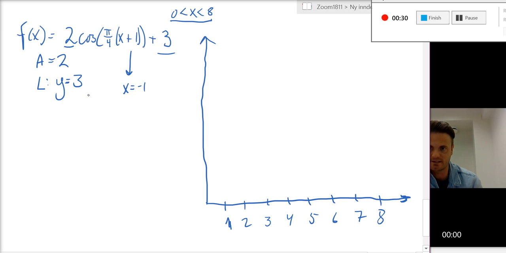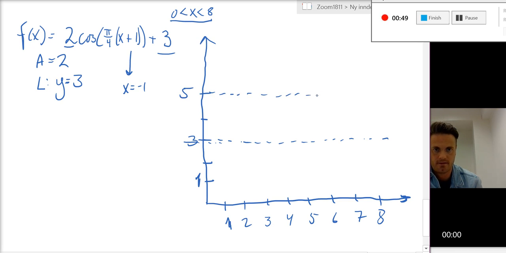And so we can start with this equilibrium line, 1, 2, 3 here. So we have an equilibrium line here. And we see the amplitude is 2, so we go 2 down to 1, and 2 up to 5. So here's the frame of the graph, like this.